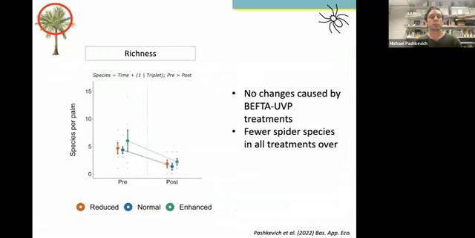The same thing occurs when we look at the number of spider species. So here you're now seeing richness on that y-axis. So a decline in species over time, but not differing across treatments, therefore indicating another effect at play.